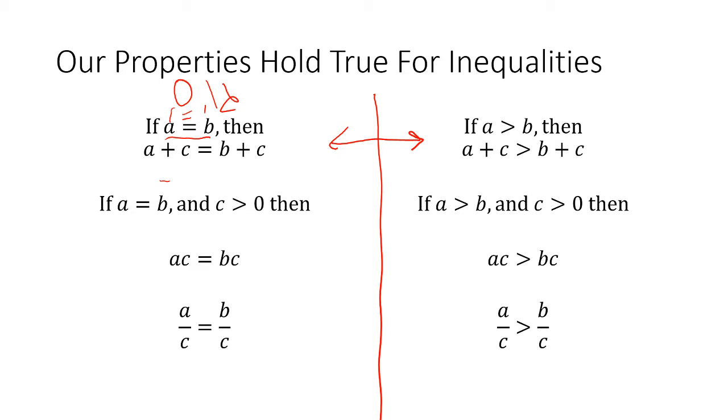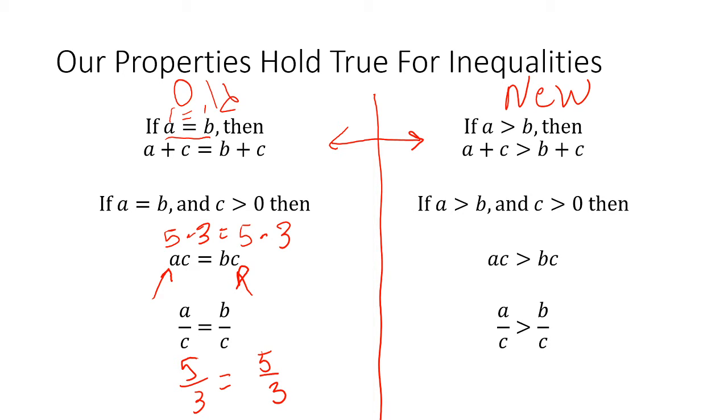And if A is equal to B and C is greater than 0, so if C is positive, then A times C will be equal to B times C, of course, right? 5 times 3 will be equal to 5 times 3. And that'll be the same with dividing, right? 5 divided by 3 will be equal to 5 divided by 3. Okay, let's look at our new properties now.